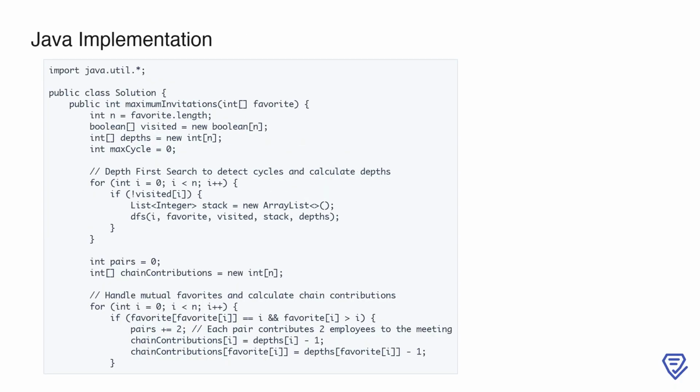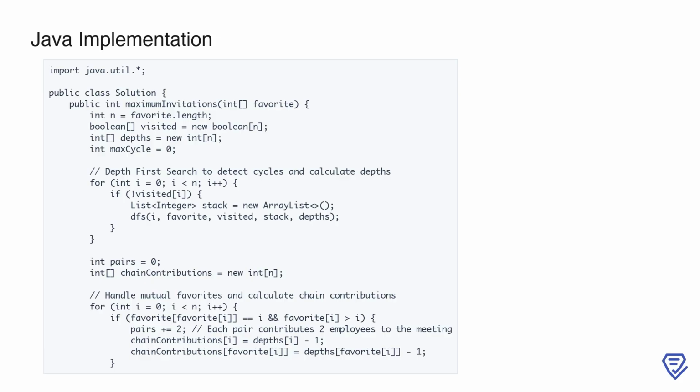Here, we start by importing the necessary packages and setting up our solution method. The goal of this function is to determine the maximum number of employees that can be invited to a meeting based on their favorite colleague relationships. We begin by defining the size of the input array and initializing two key data structures, a visited array to track which nodes we have processed and a depths array to store the depth of each node in the graph.